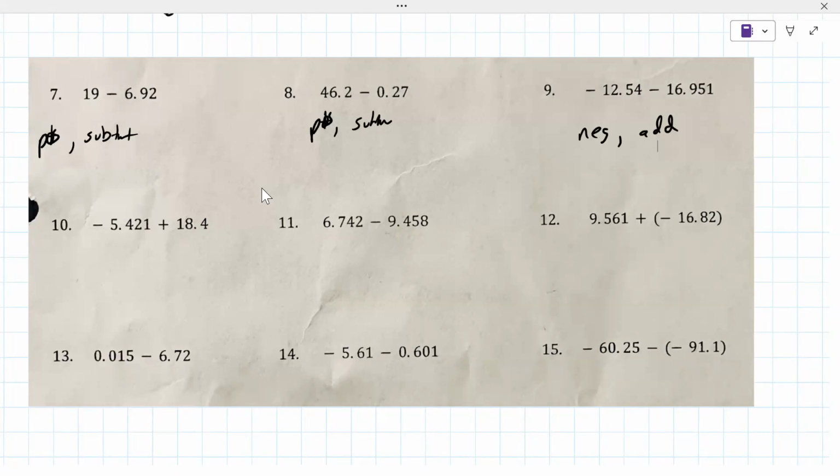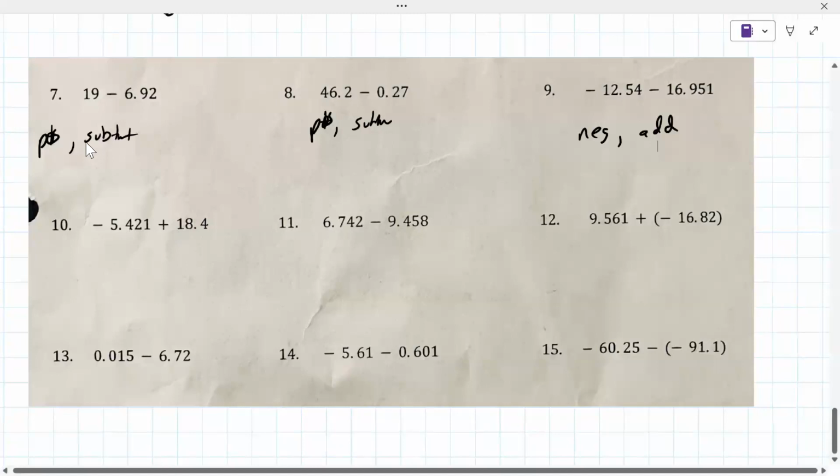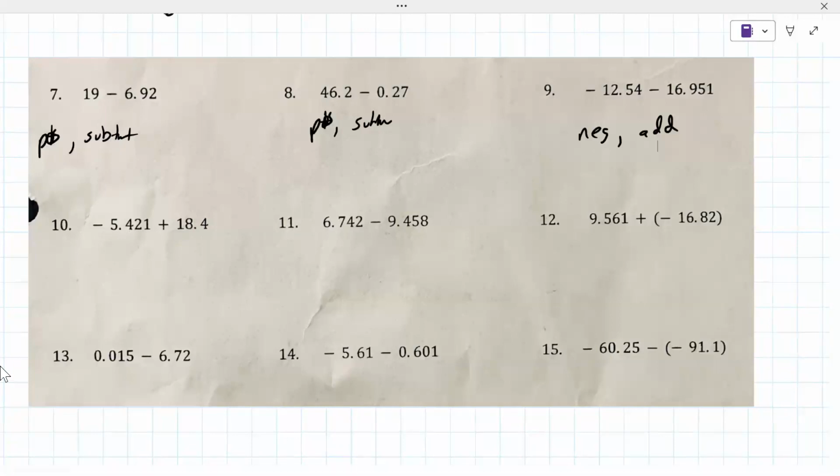So number 7 is 25.92. Number 7, but you're subtracting. Oh, that's right. Okay. I mean, that was the whole point of doing this: okay, well, I know the answer is positive, and now I'm just going to subtract the numbers. Okay, so let's try that again.